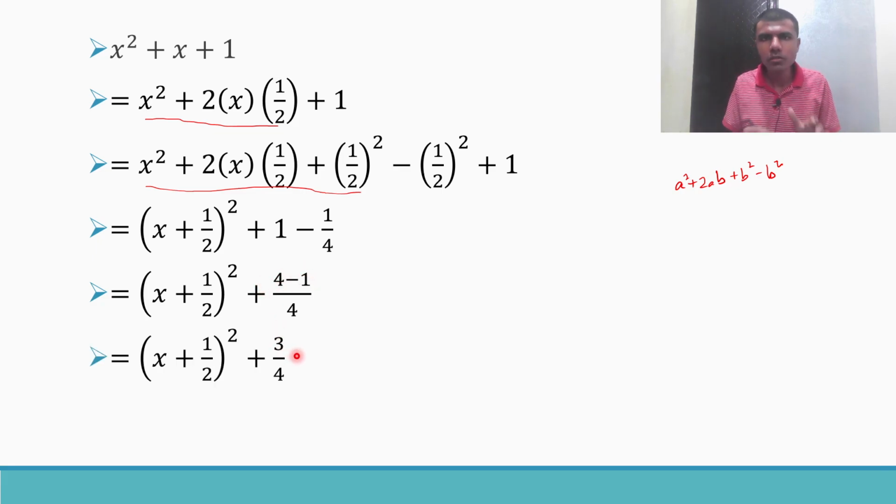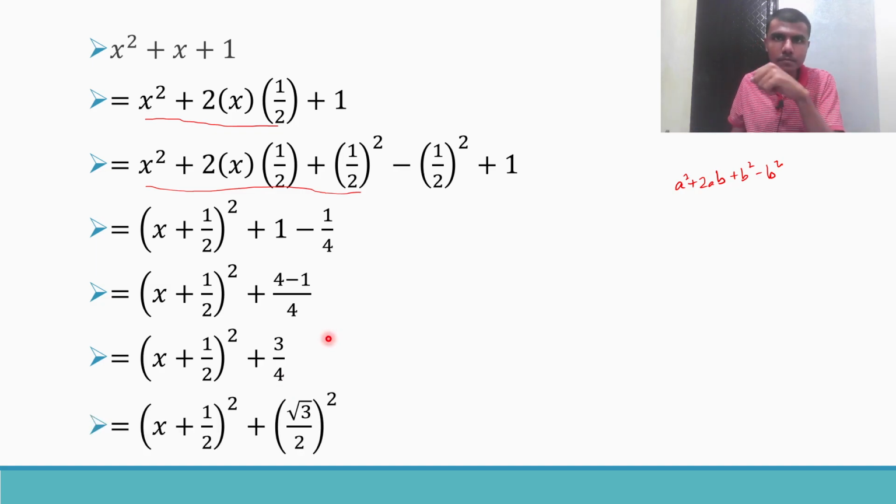Now I mentioned in the beginning, right, I want to write it something like perfect square plus perfect square or perfect square minus perfect square. Okay, I already have a perfect square like x plus 1 by 2 whole square. Now I have 3 by 4. How can I write 3 by 4? I can write 3 by 4 as root 3 by 2 whole square, because root 3 square will give me 3 and 2 square will give me 4. So that's how it is. Now I achieved my objective. I wanted to write this something like perfect square plus perfect square, and I got this.